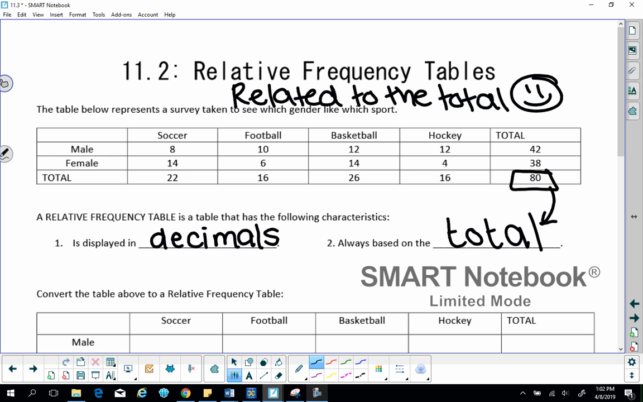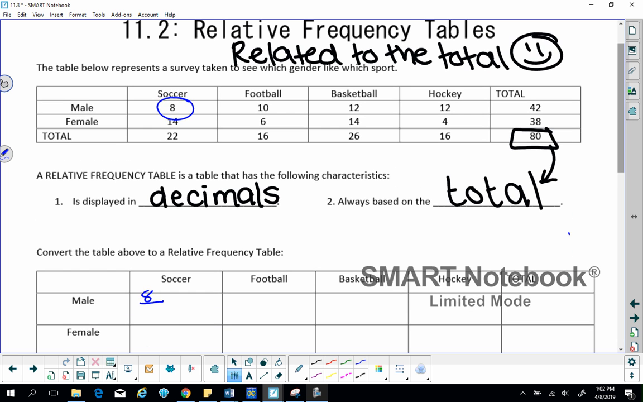So to find this relative frequency, if I'm finding how many males in this survey played soccer, I would take this number, 8, out of how many people were surveyed? 80. What decimal do you end up getting? Put that into your calculator. We're going to keep it as decimals because relative frequency is usually shown as a decimal. So 0.10. That's all you're doing for every single one.